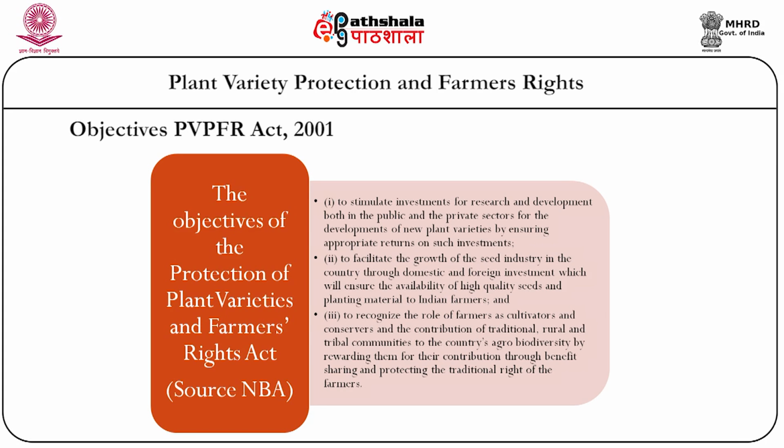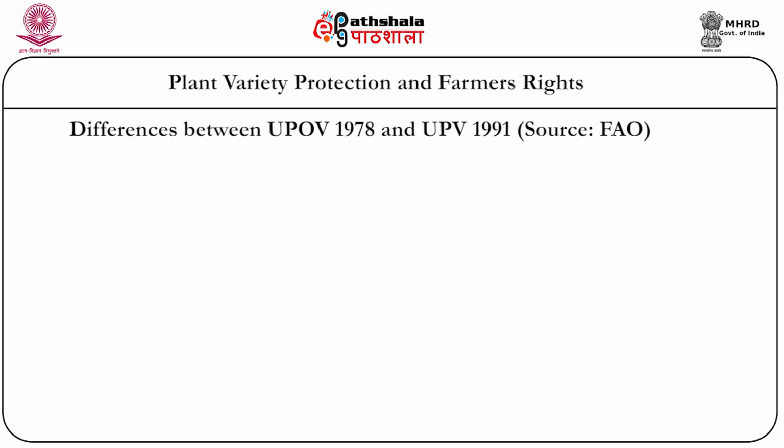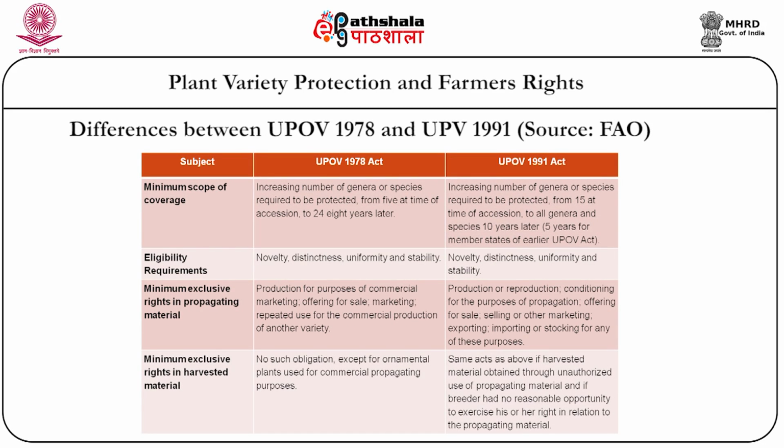With these three objectives in mind, let us now discuss the differences between the international regime, that is the UPOV 1978 and 1991 regime. In terms of the minimum coverage, the UPOV 1978 Act requires protection from 5 genera or species at the time of accession to 8 later. In case of UPOV 1991, there is an increasing number of genera or species required to be protected, from 15 at the time of accession to all genera and species 10 years later.